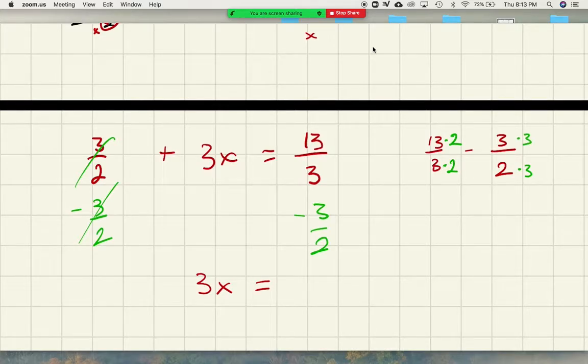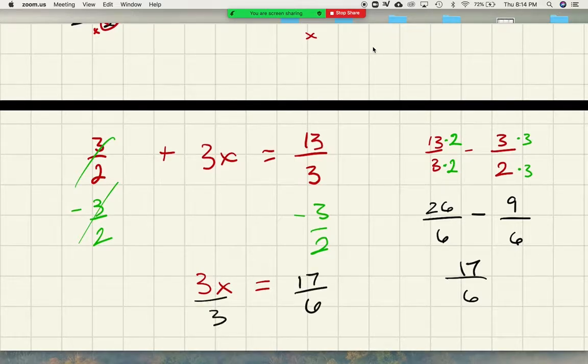And then this would be 26 over 6 minus 9 over 6. Whenever you have the denominators the same for adding or subtracting, you can write it one single time. And then 26 minus 9 is 17 over 6. And then divide both sides by 3.